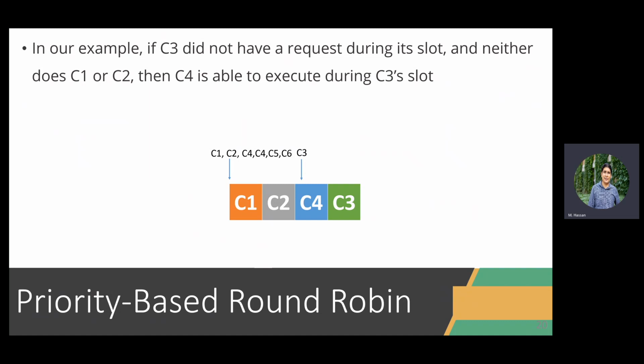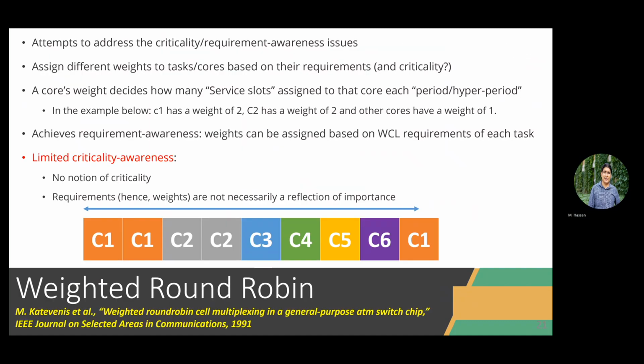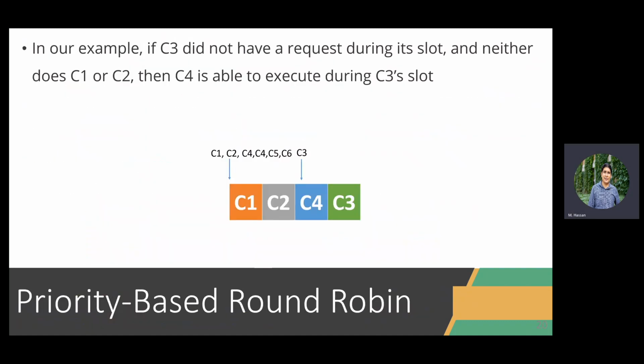Okay, so now we see how priority-based round robin works. What is good about priority-based round robin? Well, it gives us a better worst case for critical tasks, but it does not give any guarantees for the non-critical tasks. This is good, and it might be commonly used for systems where we have only two criticality levels: all your tasks are either critical or non-critical.